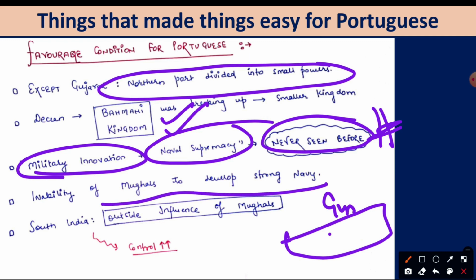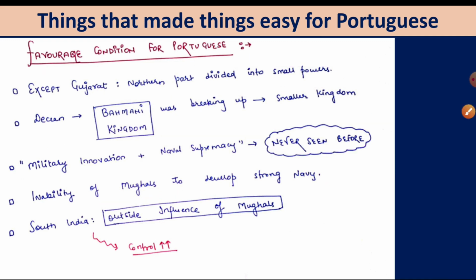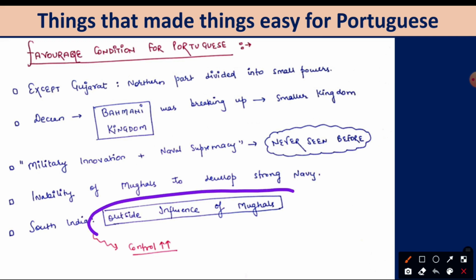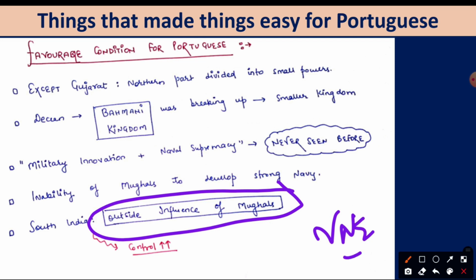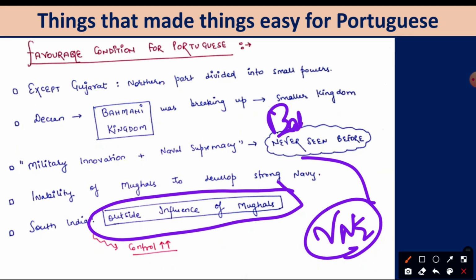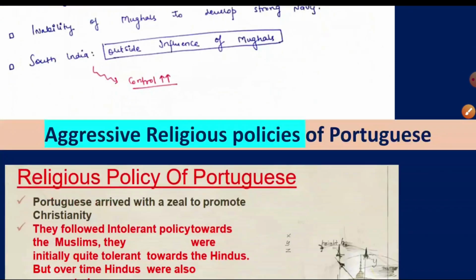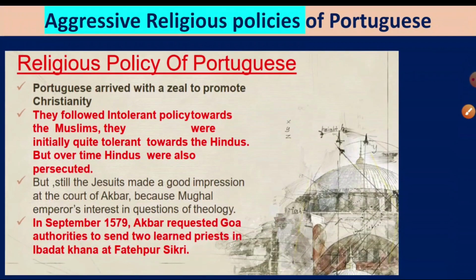Then there was the inability of the Mughals to develop a strong navy. Mughals had a very poor navy. They had dominance only over the lands. Over the seas, they were weak. Then southern India was mostly outside the influence of the Mughals. The Portuguese also established good relations with the Vijayanagar Empire. They exploited the fight between the Vijayanagar Empire and the Bahmani kingdom, because of which it was easy for the Portuguese to get into India and establish themselves.